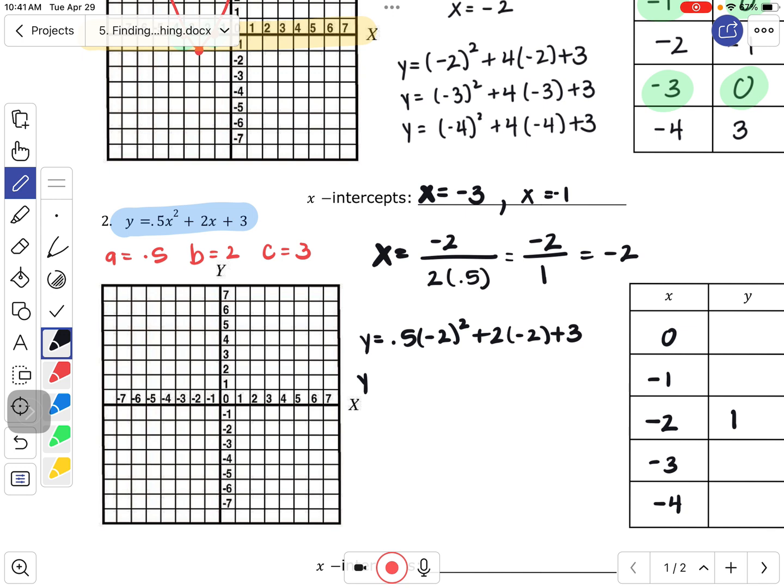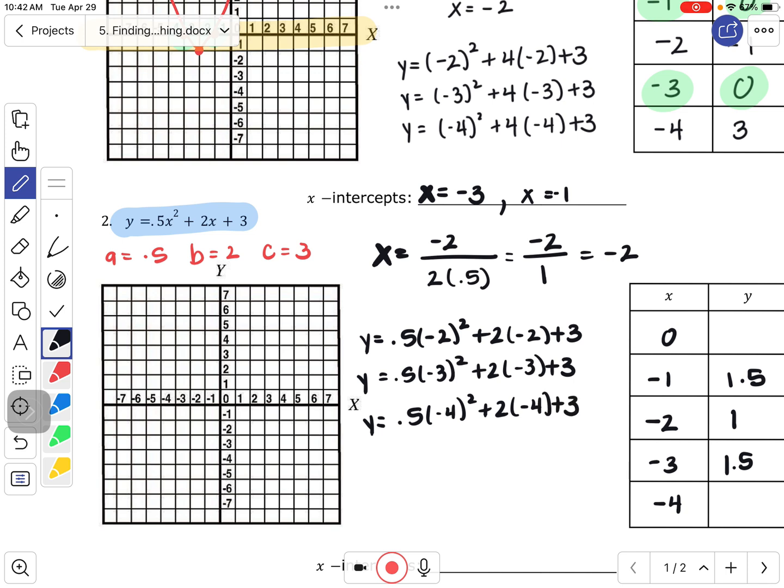I'm going to do it again with my -3. So y equals 0.5 times (-3) squared plus 2 times (-3) plus 3, and I get 1.5. And then I'm going to do the same with the -4. But remember, if that one's 1.5, this one is also 1.5, so I can fill that in right away. And my last one, y equals 0.5 times (-4) squared plus 2 times (-4) plus 3. If I put all those in, I get a 3. So I'm going to put a 3 here and a 3 here.